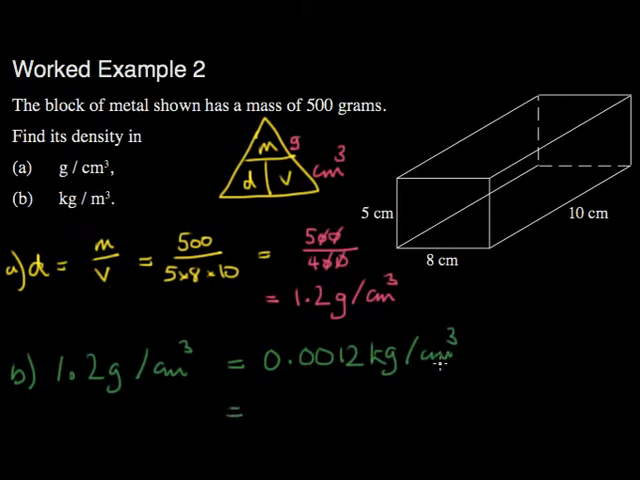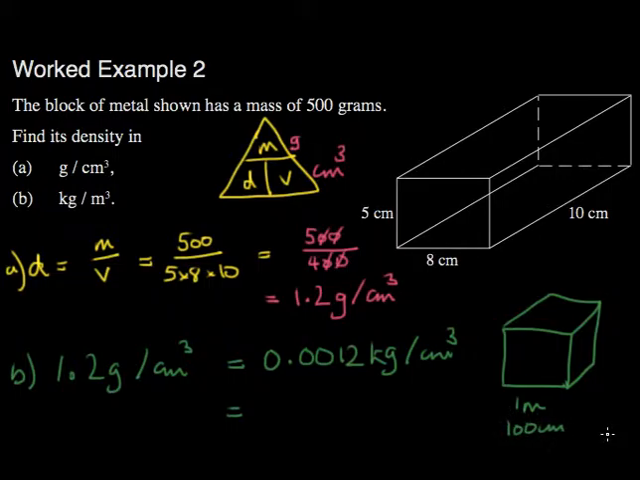How many centimetres cubed are there in a metre cubed? Well, you have to think about this as a volume. So 1 metre is 100 centimetres. But that's the same on each one of these. So there are 100 centimetres along here. There are 100 centimetres up here as well. So how many centimetres squared are there in this box is 100 times 100, which is 10,000 centimetres squared on this surface.